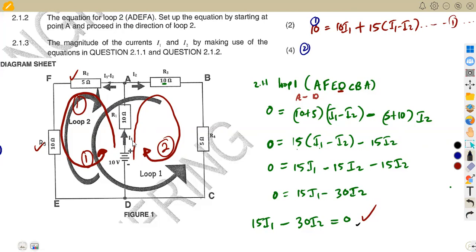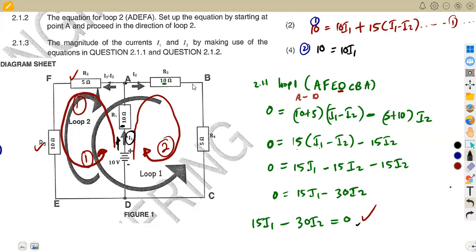From loop 2, you're going to take it in this direction. As you can see, we are maintaining the arrow, so the voltage is also going to be taken as a positive as we are going up in this direction. The voltage will be positive because you are maintaining the direction. So loop 2 is taken from A to B to C to D to A again. We take our voltage as positive 10 volts, and the resistance that we have with current I1 gives a voltage drop of 10 I1.